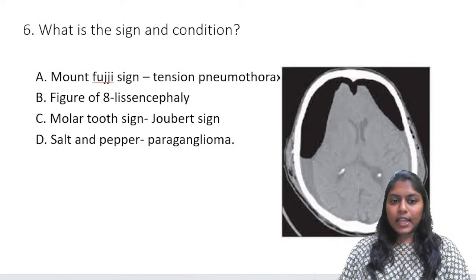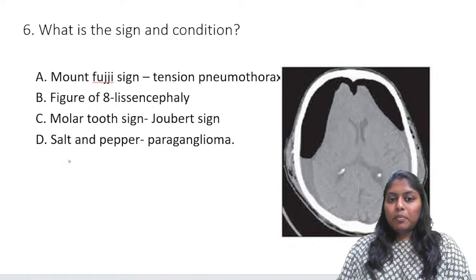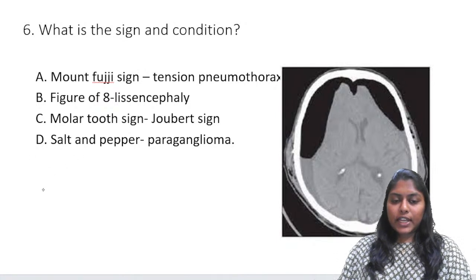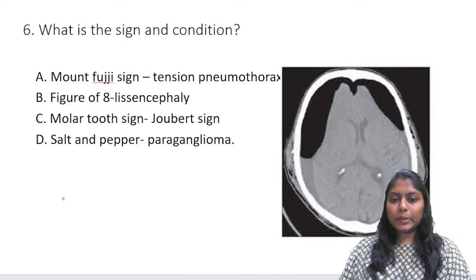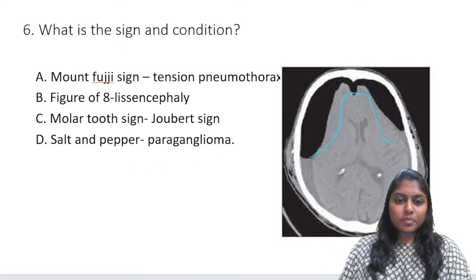What is the sign and condition? Mount Fuji sign, tension pneumothorax; figure of 8, lissencephaly; molar tooth, Joubert sign; salt and pepper, paraganglioma. So even if you don't know the answer, it is easy to guess in such questions that it looks like a hill. So it is Mount Fuji sign, which we see in a tension pneumothorax.